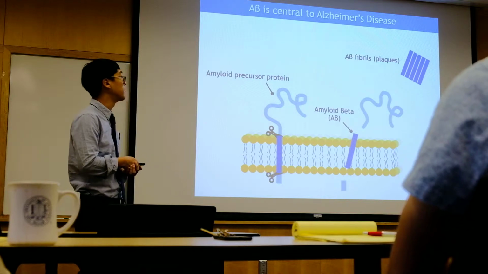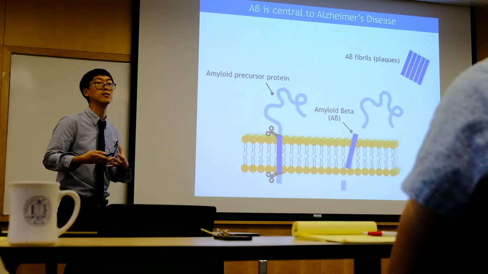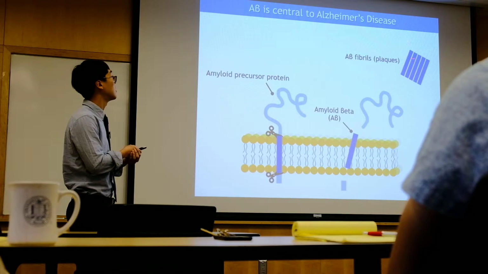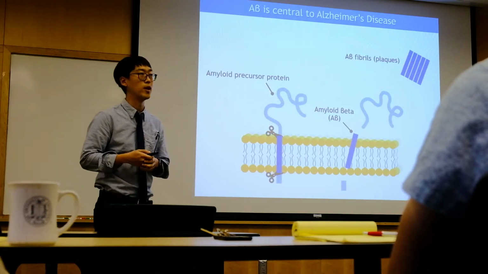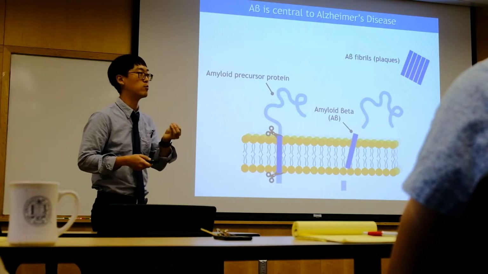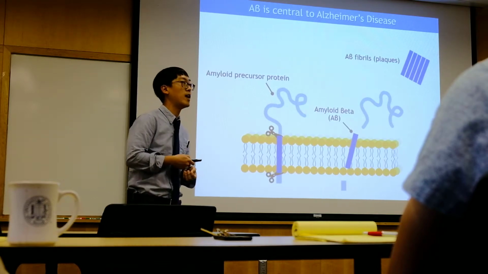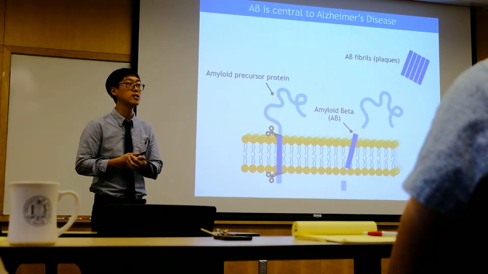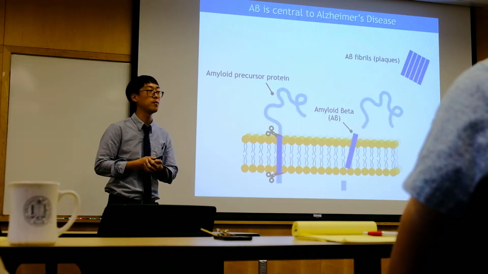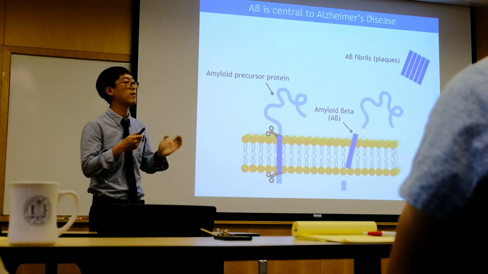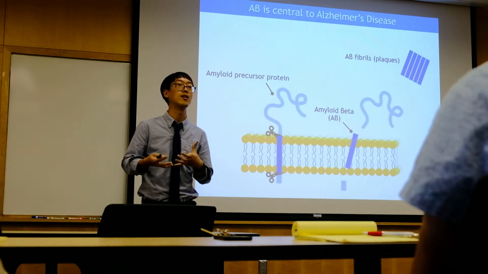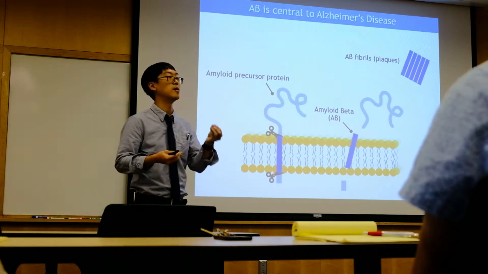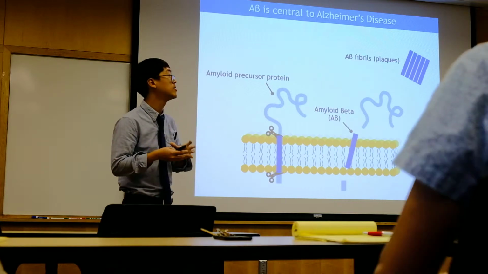Once they're cleaved off, they're notoriously aggregating. So they form these Abeta fibrils or plaques that are found in Alzheimer's patients' brains, the gunk in those brains. For these reasons, people have believed for a long time that the Abeta fibrils are the toxic species that cause Alzheimer's disease, because they may block the ion channel and so on.